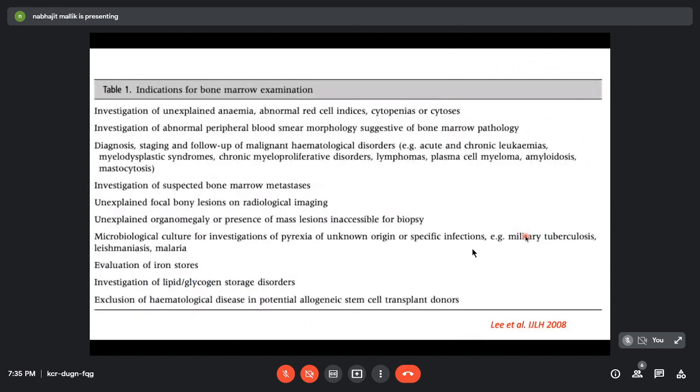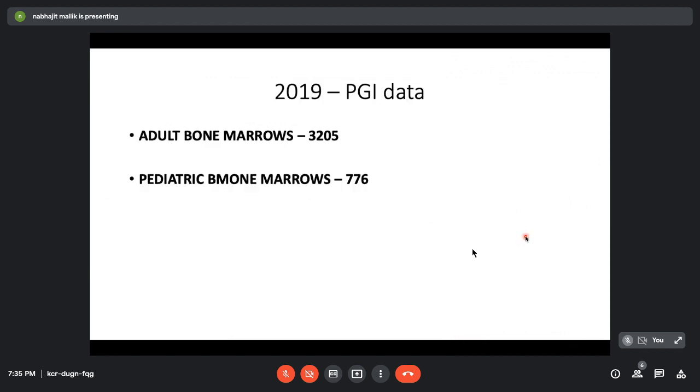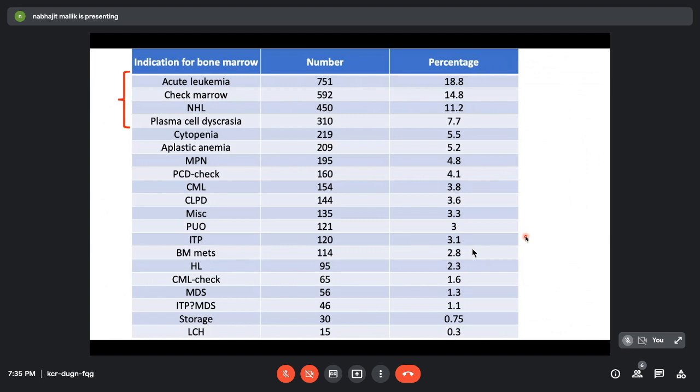Right. So we come to the various indications of the bone marrow examination, and this is a huge list that is given in the ICSH guidelines for bone marrow examination. But we come to our local experience, which I discussed last time. In 2019 PGI data, we had around 3,200 adult marrows and 770 pediatric marrows. Of these, check marrows, which are basically the follow-up marrows of acute leukemia to see disease status, NHLs, non-Hodgkin lymphomas, plasma cell dyscrasias, cytopenias, and aplastic anemias were the most common indications for bone marrow examination in our setting.